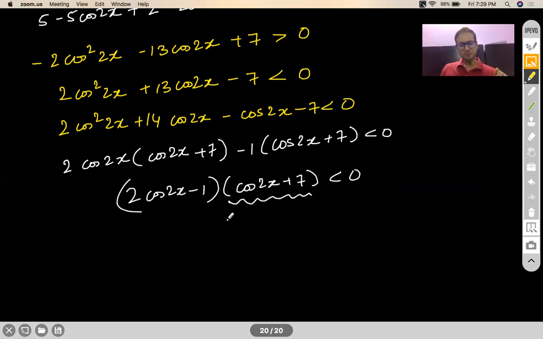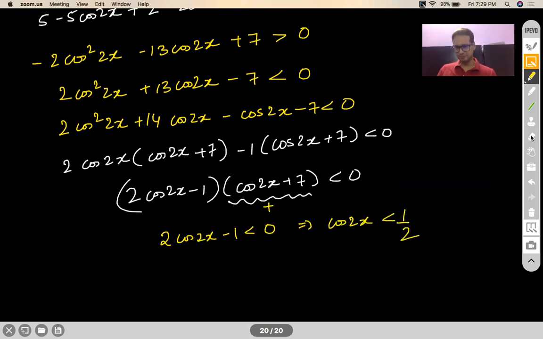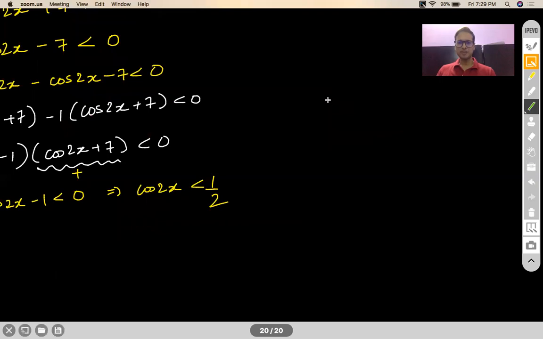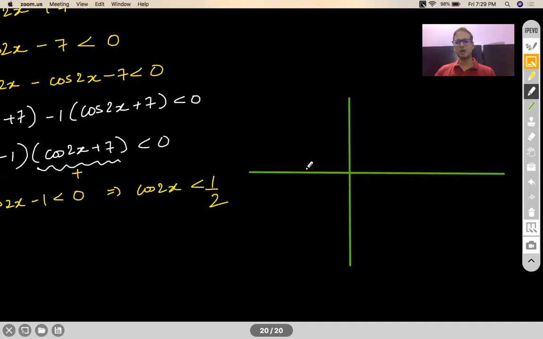Okay, so this term must be negative. That means cos of 2x must be less than half. Must be less than half. Okay, let us draw the graph of cos 2x for it. That will give us a clear insight on the intervals that we need to choose.